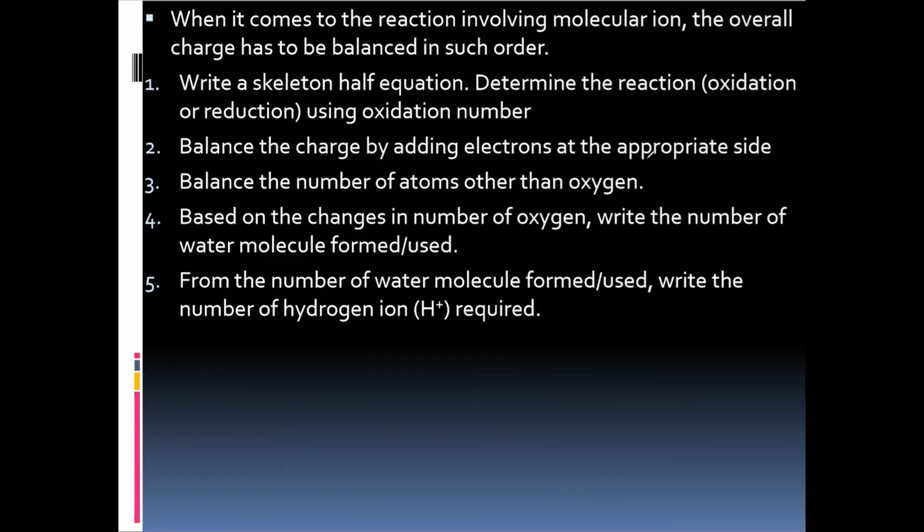So now, from the number of water molecules formed or used, write the number of hydrogen ions required. So when we write water, automatically we have added hydrogen to one side of the equation. We must balance it by adding hydrogen ion to the other side. For those of you that are not too good with electrochemistry before now, these basics of electrochemistry I'm talking about now might be very strange to you, but when we solve questions, it will make more sense.